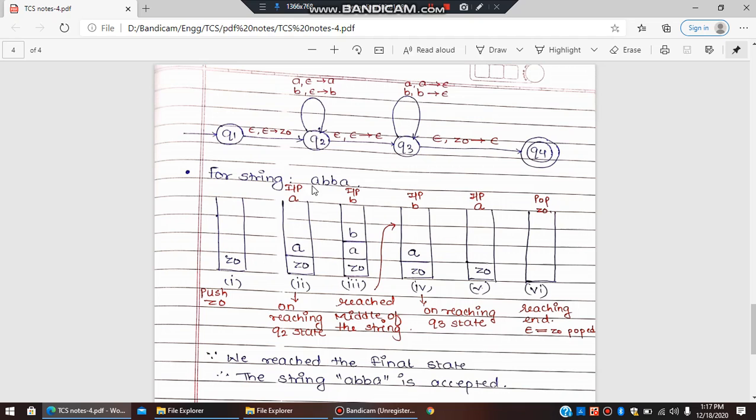ABBA. ये रहा. For string ABBA, this is an even palindrome, so this should be accepted by the PDA. So this is the start state, and I always said that it will start with epsilon, and epsilon gives Z0. That your Z0 should be the first element to be pushed onto the stack. Then on input A, epsilon gives A. So A is pushed onto the stack. Next is on input B. B is giving again same transitions in the same state. So epsilon gives B and B should be pushed onto the stack.